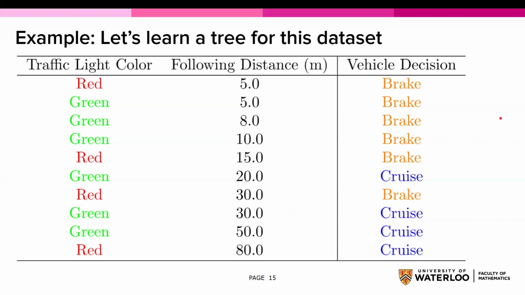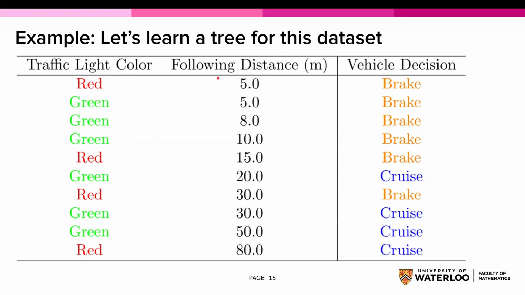All right, so at this point, it would be good to pause the video to see if you can learn a decision tree for this data set. We've been talking about the case of the self-driving vehicle at an intersection, trying to learn how to carve up the state space in order to make decisions based on two features, specifically the traffic light color and the following distance.